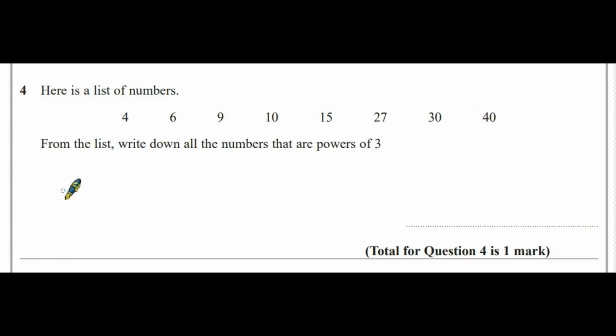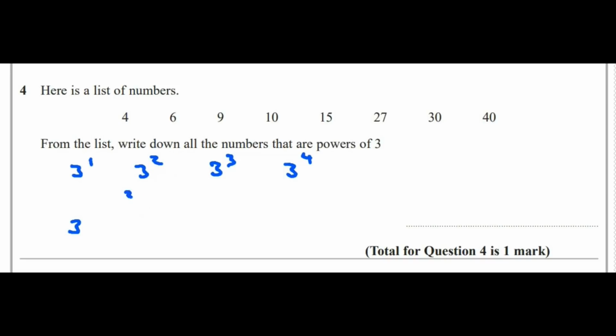In question 4 we are given a list of numbers and we are asked from this list to write down all the numbers that are powers of 3. So we are looking for 3 to the power 1 and 3 squared and 3 cubed, etc. So let's work out what these are. Well, 3 to the power 1 is just 3. That isn't in our list.